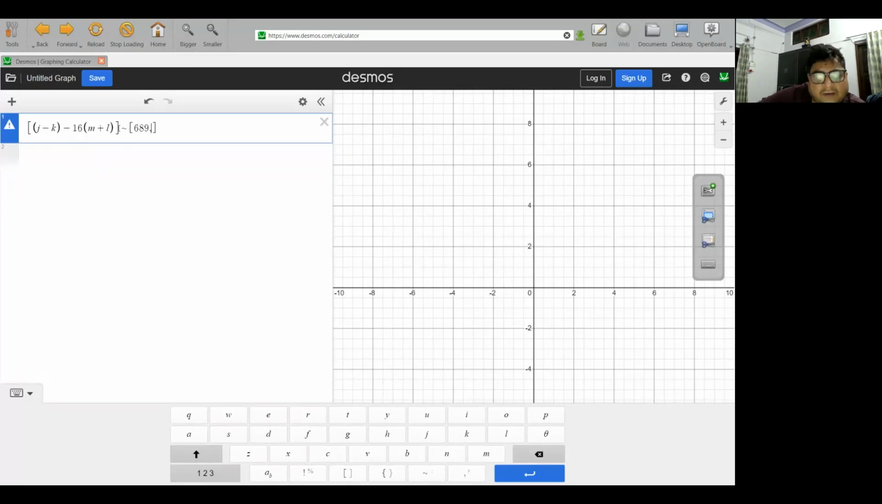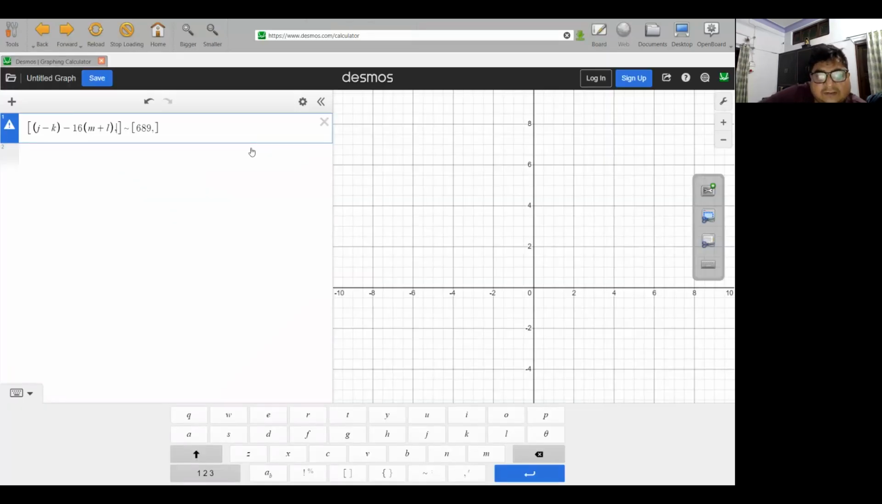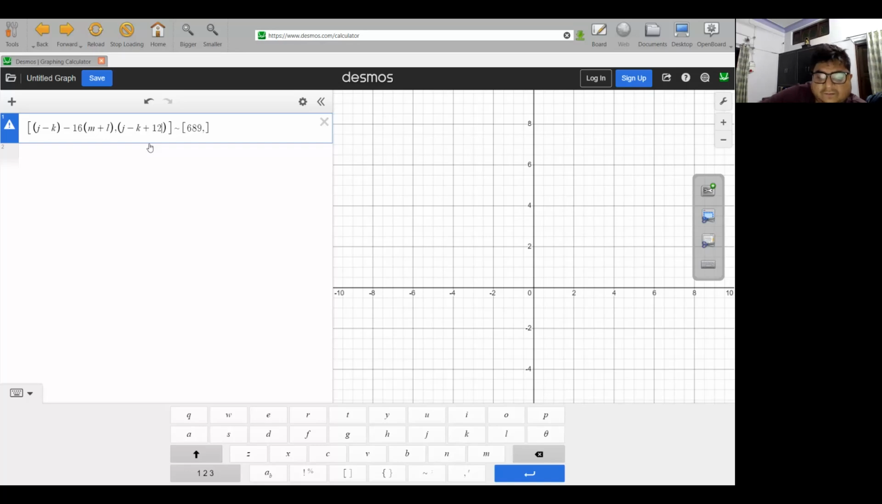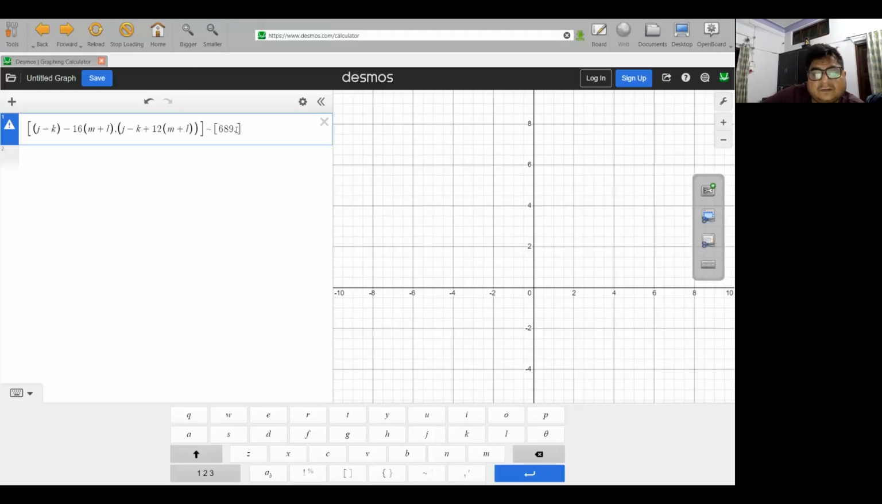Now we need to write the second part of the equation. So the second part of the equation is (j - k) + 12(m + l), which equals 1235. So you can write it as 1235.